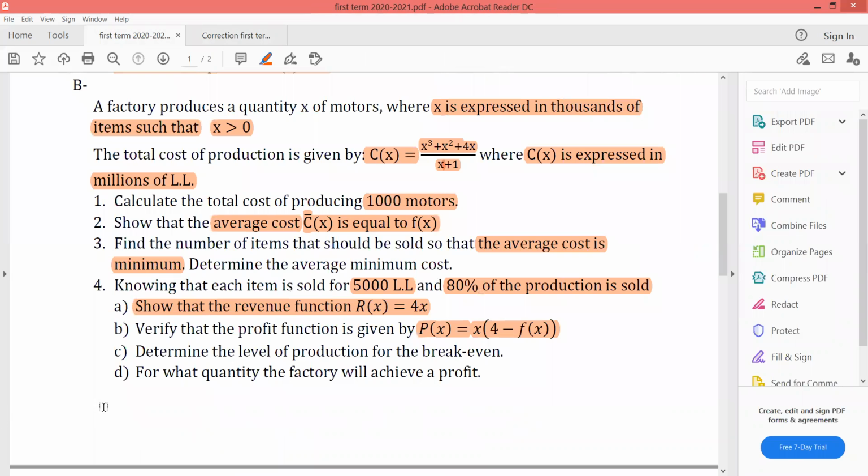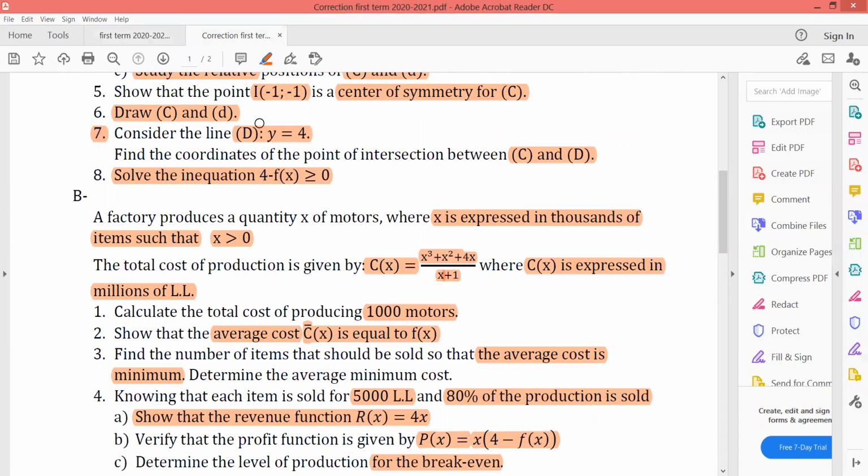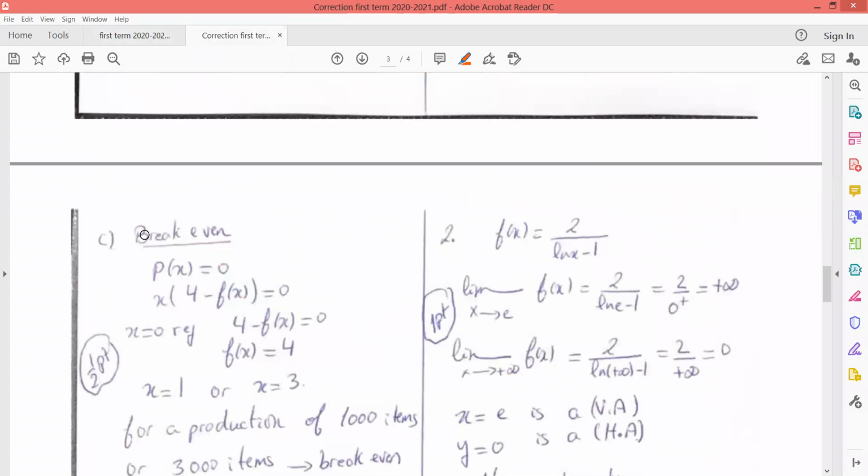Determine the level of production to get a break even. To get a break even, it means the profit is 0. It means x into (4 minus f(x)) equal to 0. It means that x equal to 0 or f(x) equal 4. We got f(x) equal 4 from part 7. So break even, profit is 0, meaning x into (4 minus f(x)) equal to 0.